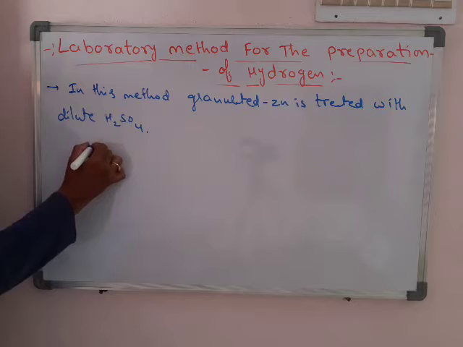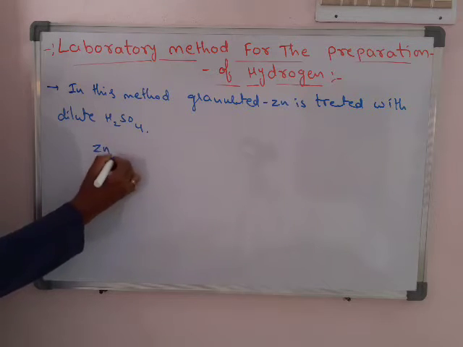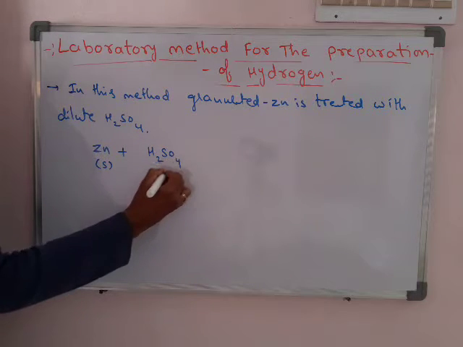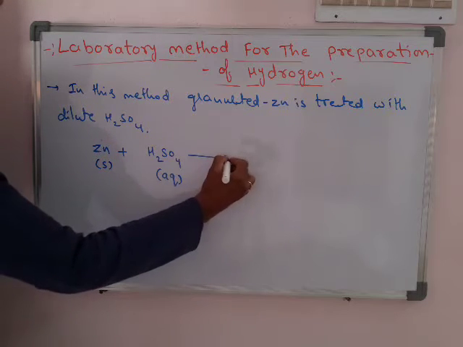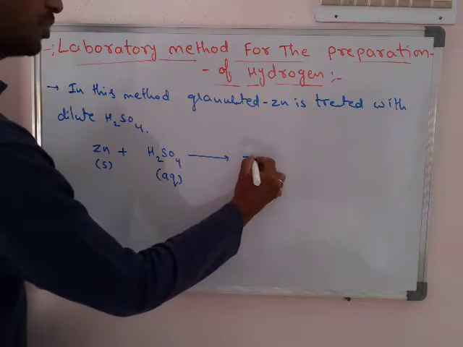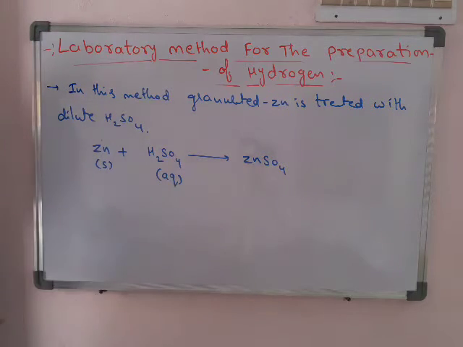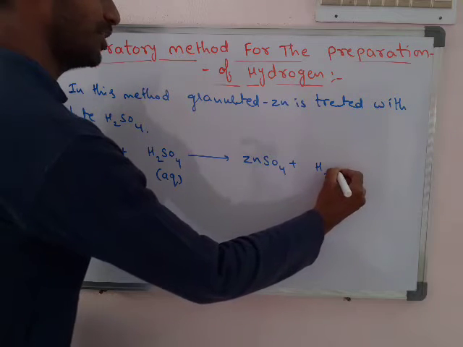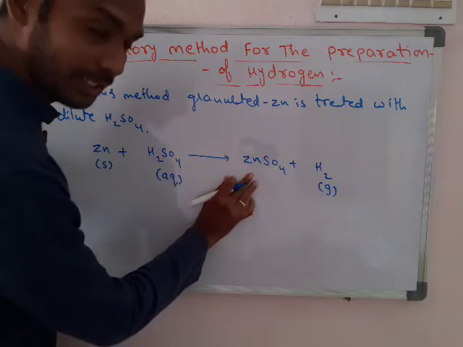So what is the reaction? Zinc metal, a solid in piece form, reacts with dilute H2SO4. Dilute H2SO4 means it consists of a large amount of water. The main compound formed is H2 gas, and the other compound, the byproduct, is zinc sulfate. Zinc sulfate is formed, and formation of H2 gas takes place. H2 is in the form of gas.